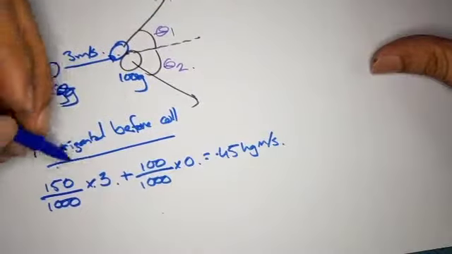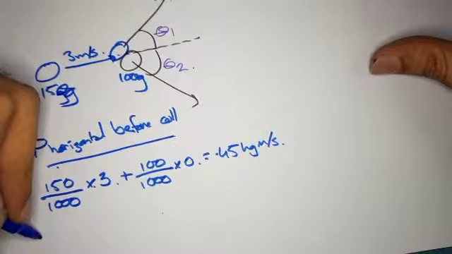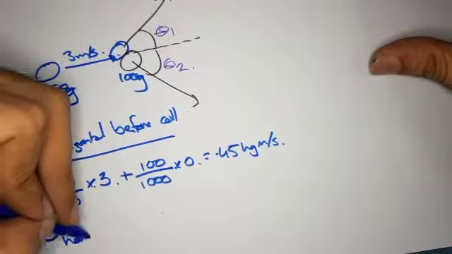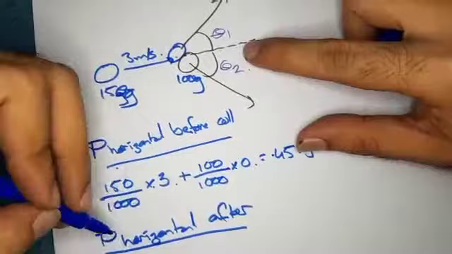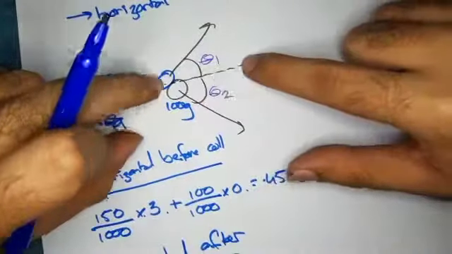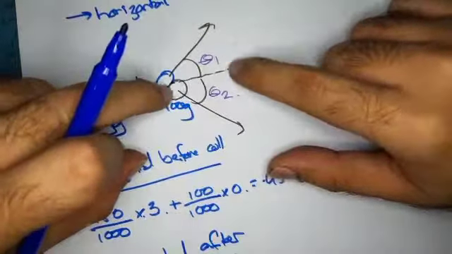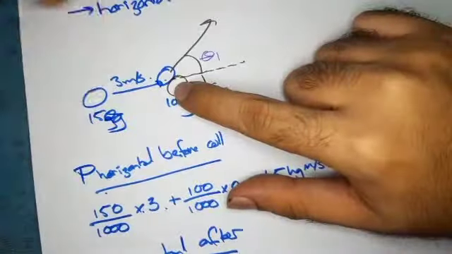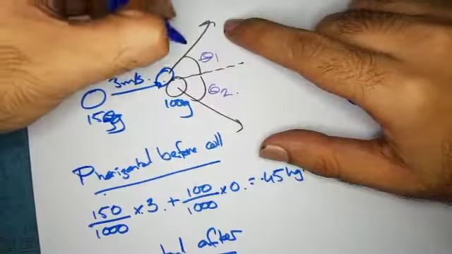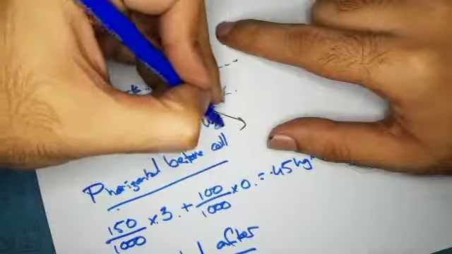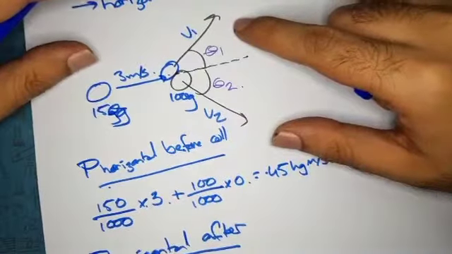And momentum horizontal after is going to be the horizontal component of the momentum of this mass plus the horizontal component of the momentum of this mass. So that's going to be 150 grams. Oh, we haven't given these values either. Say this is V1 and this is V2.